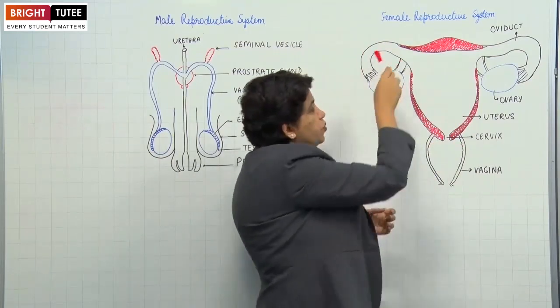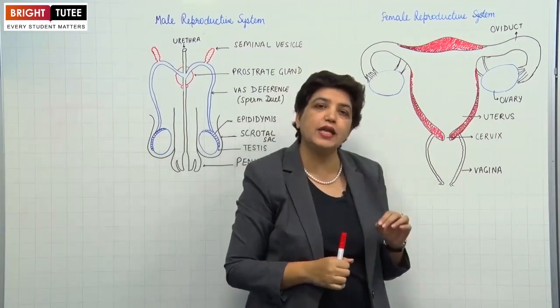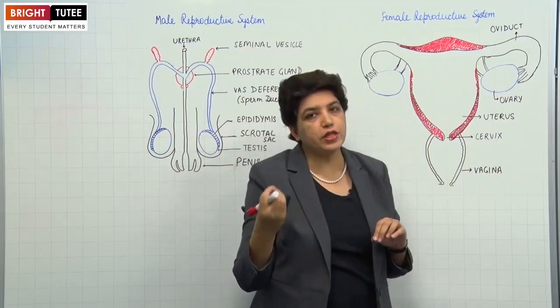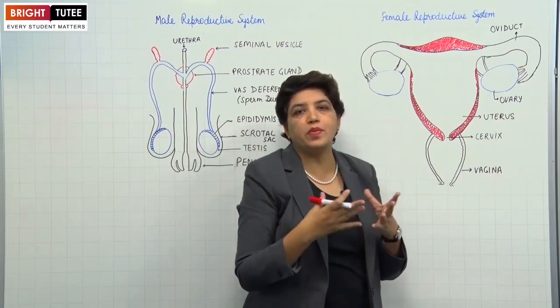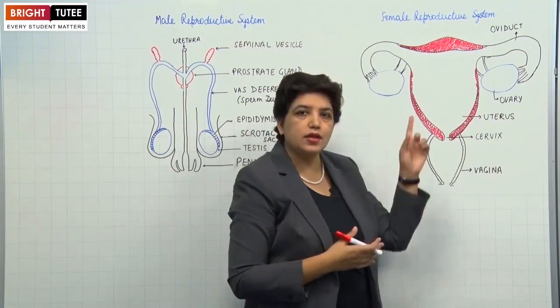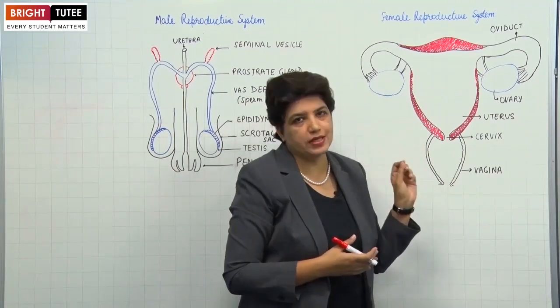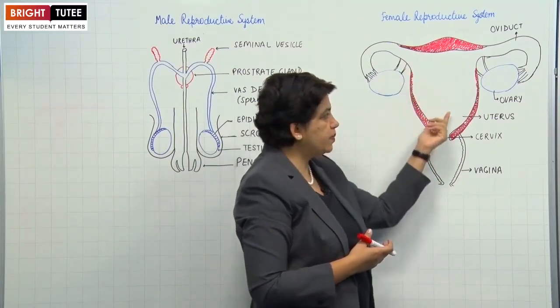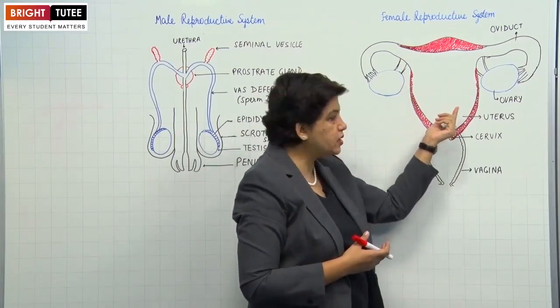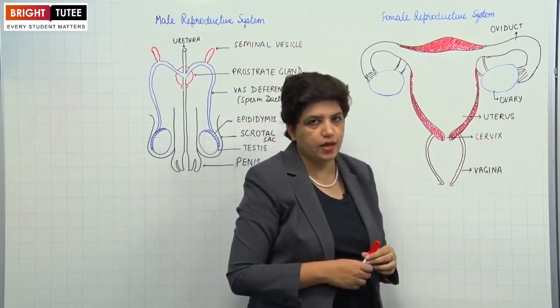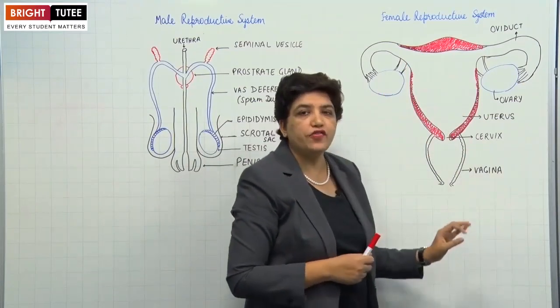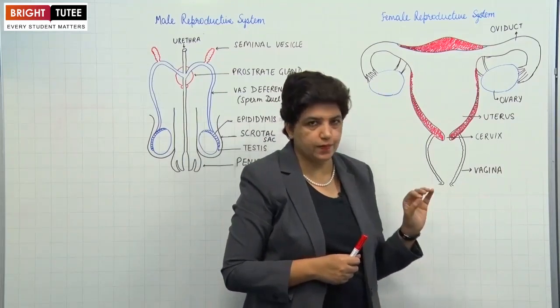The fallopian tube is also the actual site of fertilization, where the sperm cell and the egg cell fuse together to form a new cell called the zygote. This fallopian tube is the site of fertilization. Then there is this muscular bag-like structure called the uterus. The uterus opens into the vagina through the cervix. This is the structure of the female reproductive system.